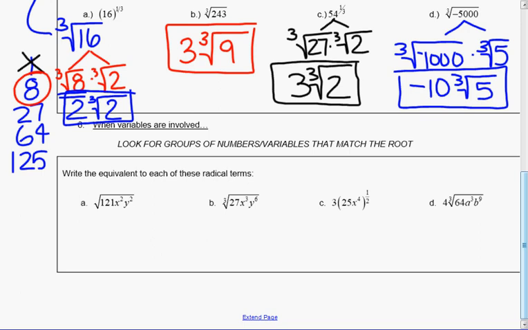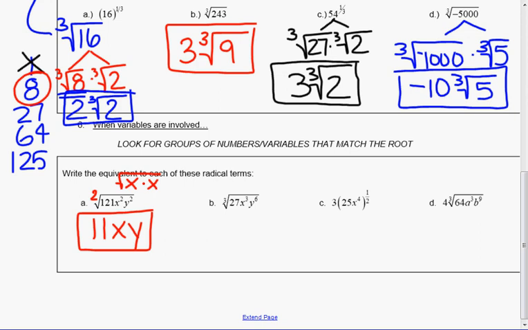So now we're going to look over here to section 6 when it says, when variables are involved, we need to make sure to look for groups of numbers and variables that match the root. So the directions state, write the equivalent to each of these radical terms. Now looking at the first one, we should know right off the bat that the square root of 121 is 11. I want you to also remember that the index here is a 2. All right, so we're taking the square root. When we take the square root of x squared, that's like saying x times x. So what's the square root of x times x? It's just x. Same thing with y squared is y times y. Take the square root and you end up getting 11xy. And that would be your answer.